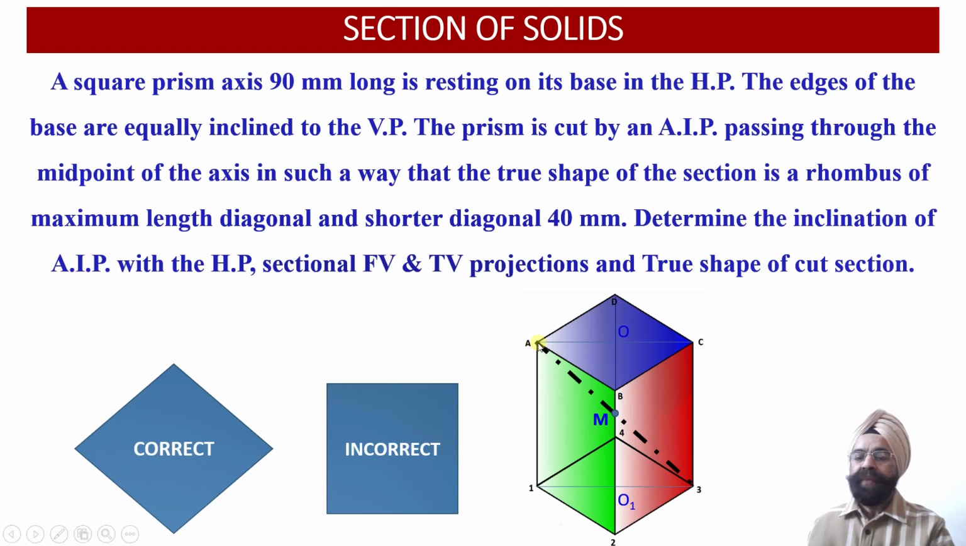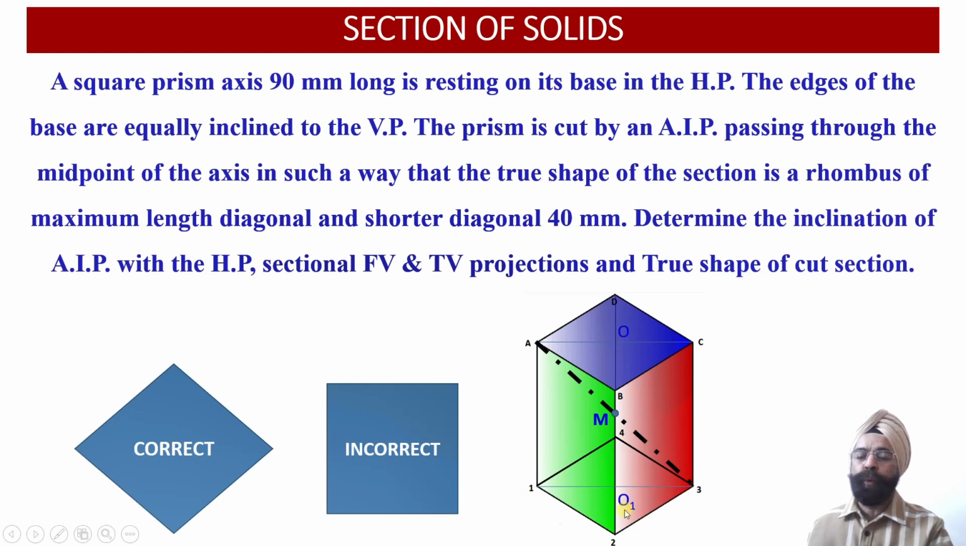So this way we have been able to obtain the orientation of this auxiliary inclined plane, as this auxiliary inclined plane passes through the midpoint of the axis. So we can check, this is the axis point O available to us at the top face of the solid.